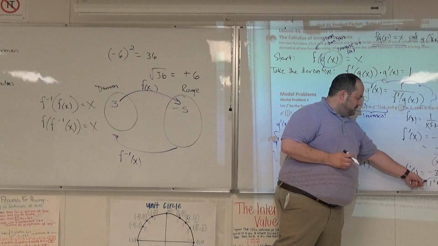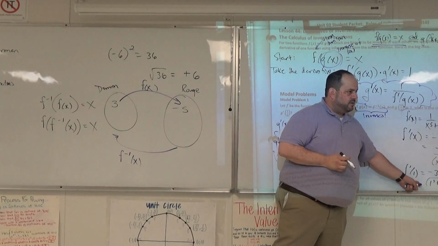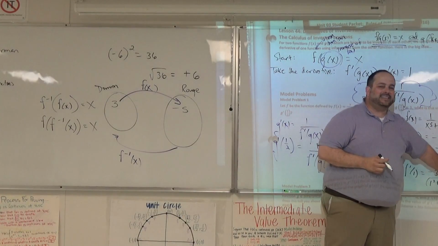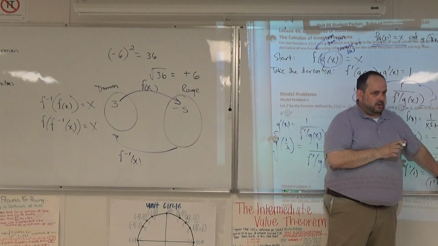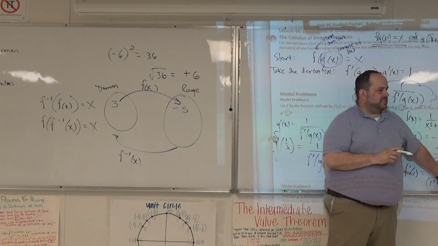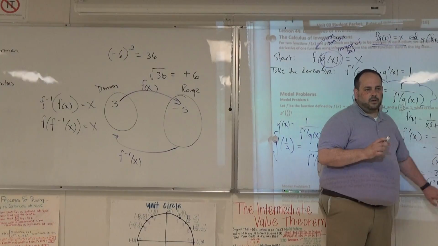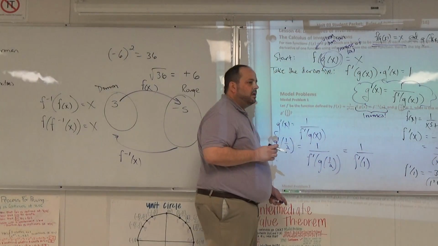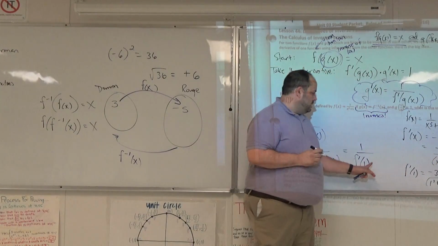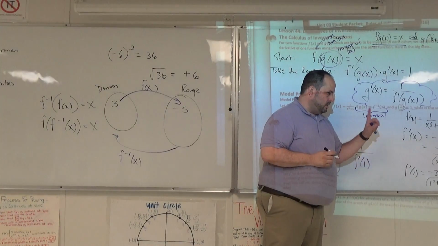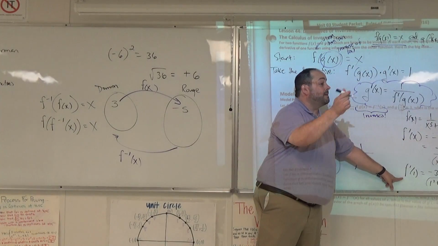If that's your derivative, you plug in 1, you're going to get negative 3/4. Negative 3/4 is not the answer. Why is negative 3/4 not the answer I'm interested in? Because that's f prime of 1, but what am I really after?